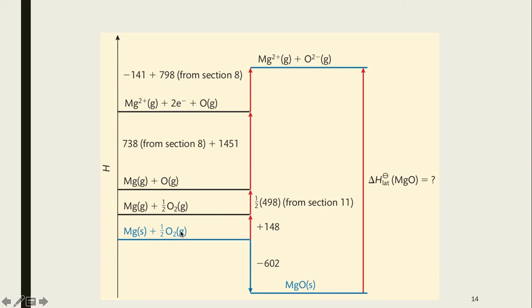Now let's start with our cycle. We are going to take solid magnesium, and if you remember the first step, hopefully, that is enthalpy of atomization. So we're taking solid magnesium here and turning it into gaseous magnesium, and that is positive 148.